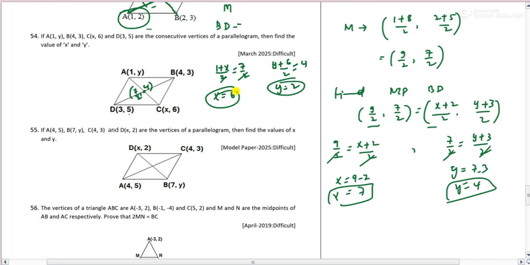Similarly, the 55th question. Can anyone tell me directly? Just use your brain and tell me the answer for 55. Same concept. First, tell me what will be the midpoint. 2 comma 2. Exactly. Very good. Now substitute: x plus 7 by 2 is equal to 2, so I think x is minus 3, and y plus 2 by 2 is equal to 2, so 6 minus 2 is 4. So something like minus 3 comma 4. Check it.